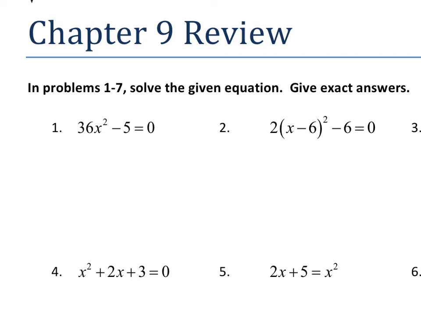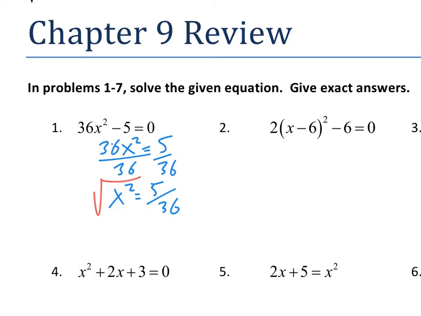Here we just have an x squared, so we're going to add 5 to both sides. We don't have any x term, so we'll divide by 36. And we have x squared equals 5/36. So this is our square root method. We just need to square root both sides. When you square root a fraction, we square root the top and the bottom. So we have x equals, don't forget your plus or minus. Square root of the top is the square root of 5. Square root of the bottom is 6.